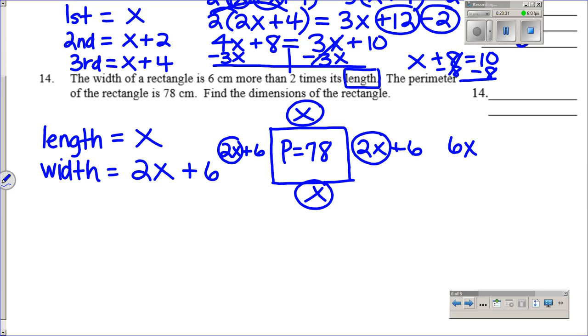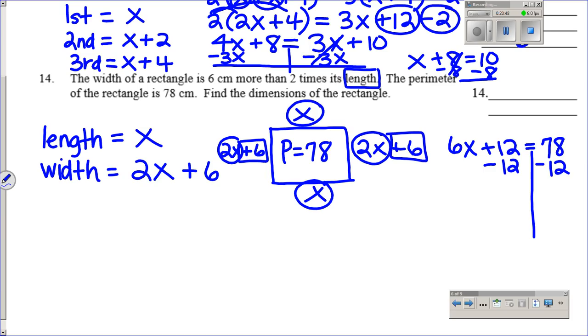And now add your constants. We have a positive 6 plus 6, so plus 12. And we know the 4 sides add up to equal our perimeter of 78. So now we're going to solve. So start by subtracting the constant 12 on both sides. We end up with 6x equals 66. Divide both sides by 6. So x equals 11.